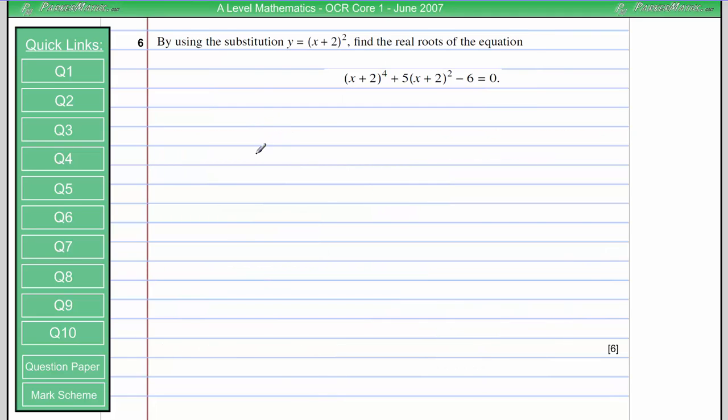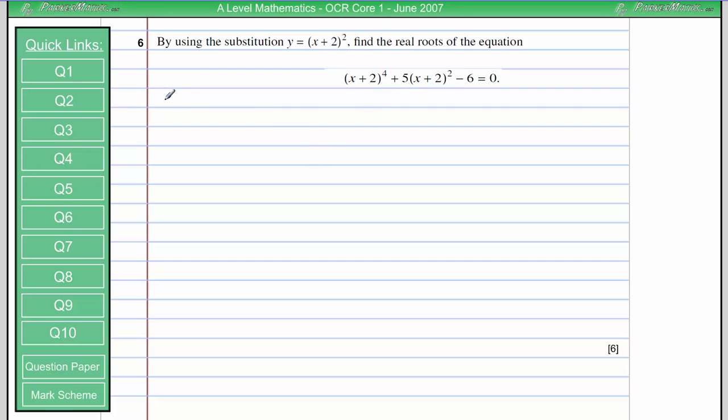Question 6. By using the substitution y equals (x plus 2) squared, find the real roots of the equation (x plus 2) to the power 4, plus 5 lots of (x plus 2) squared, minus 6 equals 0. So what we're going to do is substitute in y anytime we see (x plus 2) squared, and what that will do is reveal a hidden quadratic that we can solve for this equation here.